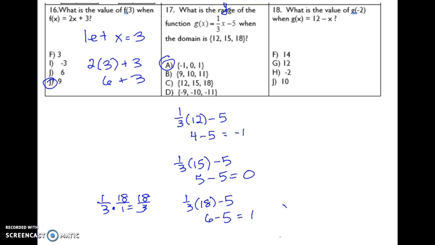Okay, number 18. What is the value of g of -2 when g of x is equal to 12 minus x? So we're just going to let x be equal to -2. All right, so with that, I've got 12 minus a -2, which is 12 plus 2, which is going to give me 14. Okay, so my answer is F.